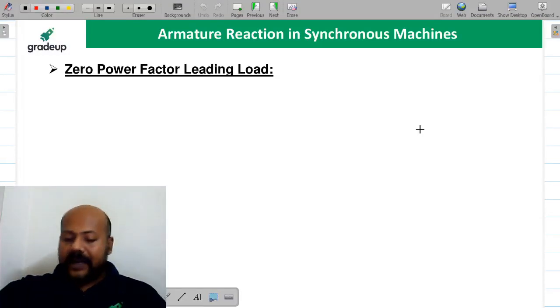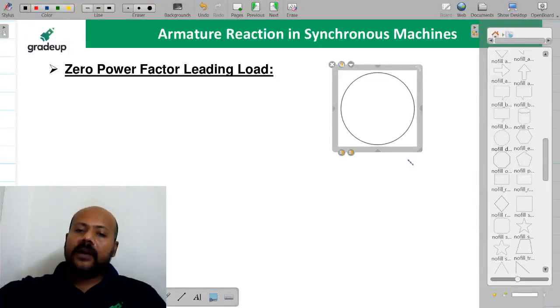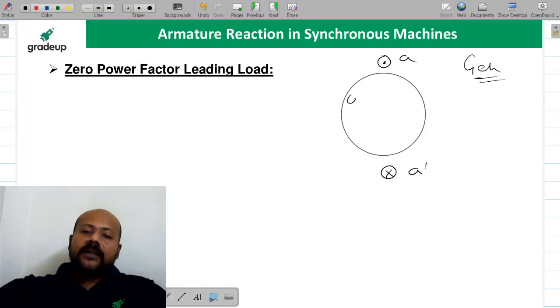Now we are going for the zero power factor leading condition. Now let us see zero power factor leading condition. Again I am going to draw the rotor. First we are going to discuss for the generator and then for the motor. So for the generator, this is your A phase coil, A dash, this is going to be dot and this is going to be cross. Is it clear? And this is going to be your field windings and this is going to be the current sense. Zero power factor leading load condition for the generator I am going to discuss. It is going to be something like this.